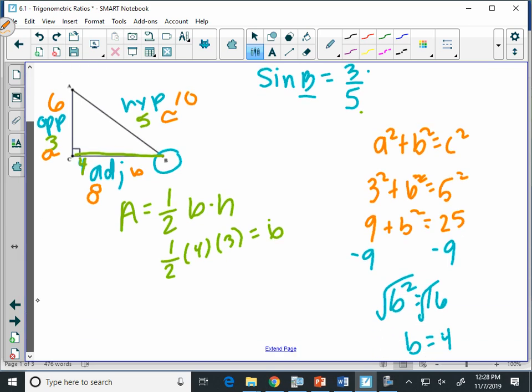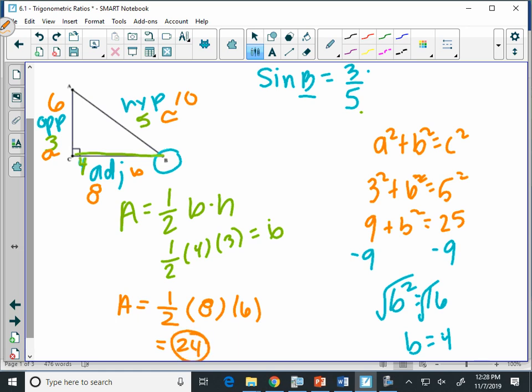So let's see. Let's find the area now with BC being 8. So our base is now doubled to 8. Our height has now doubled to 6. What's 1/2 times 8 times 6? 24. Well, my area is not 6. Let's make sure my sine is still 0.6. So we do sine is opposite, which is now 6, over our hypotenuse, which is now 10. Well, is 6 divided by 10 0.6? Yeah, we're cool. The sine is still that ratio. It's still 0.6. But my area is not 6.